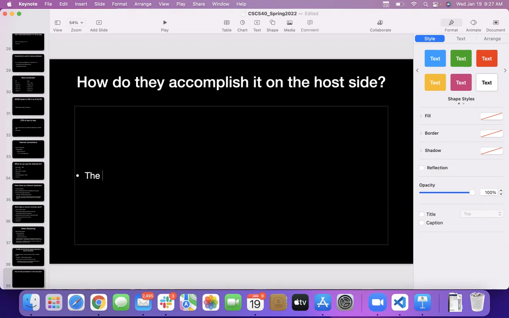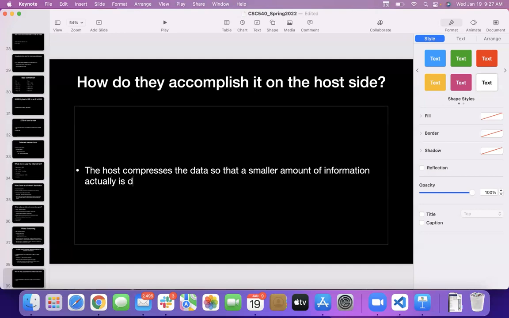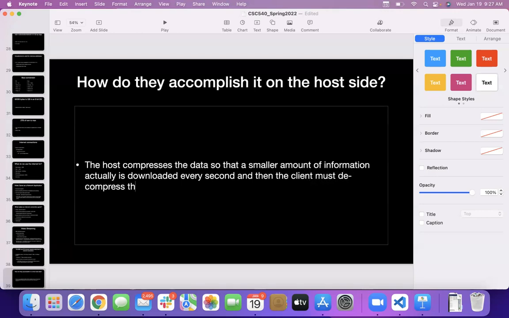The host compresses the data so that a smaller amount of information is actually downloaded every second. And then the client must decompress that data in real time to show the full resolution image on the screen.